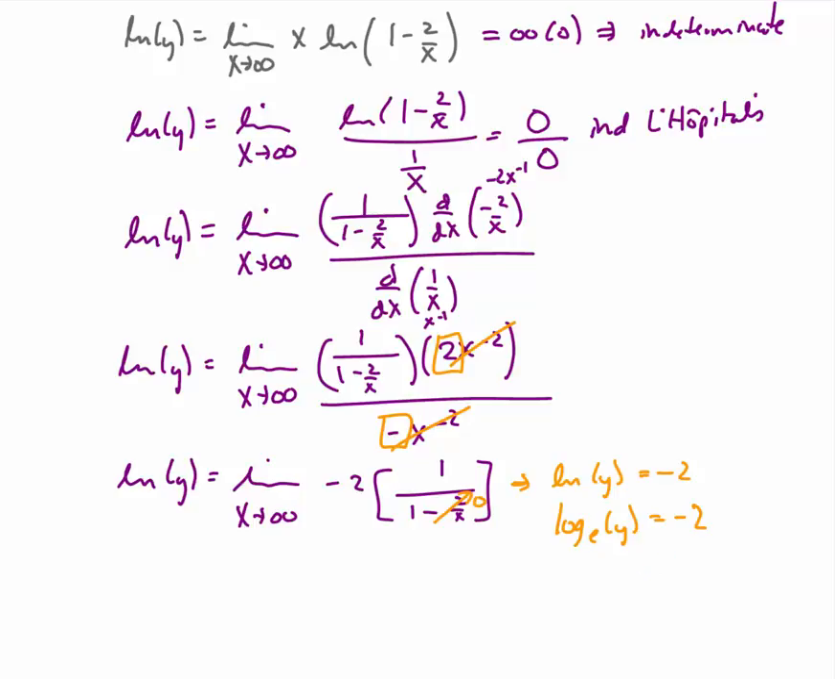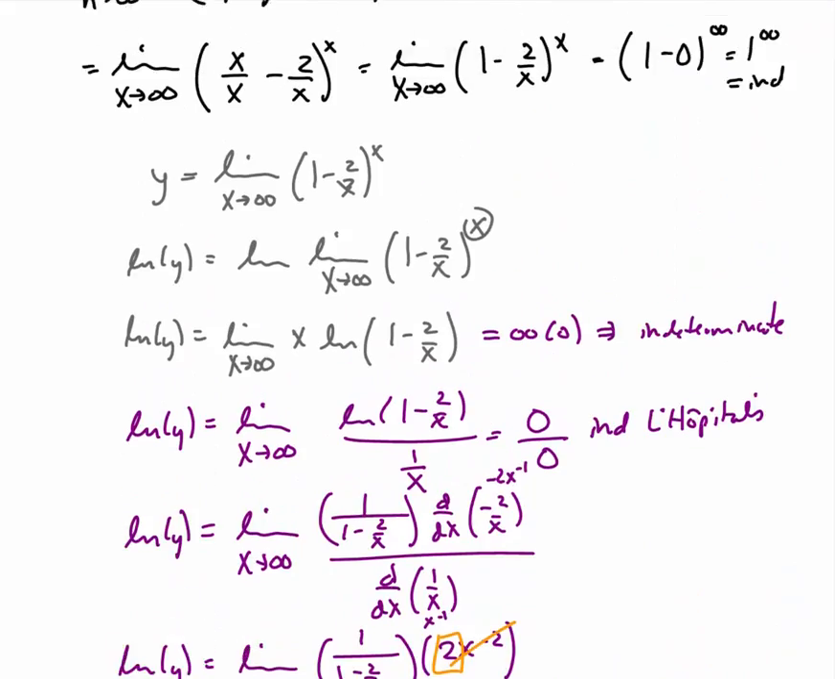Rewriting this in exponential form, I get e to the negative 2 equals y, or my answer is y equals e to the negative 2, or 1 over e squared. So we kind of have to remember what we're even doing here. We were trying to figure out whether this converges or diverges, basically.